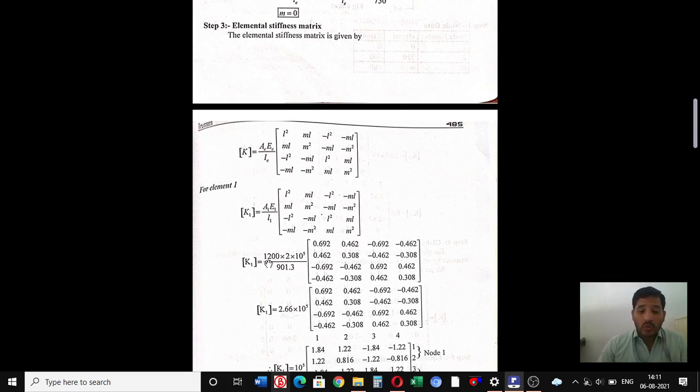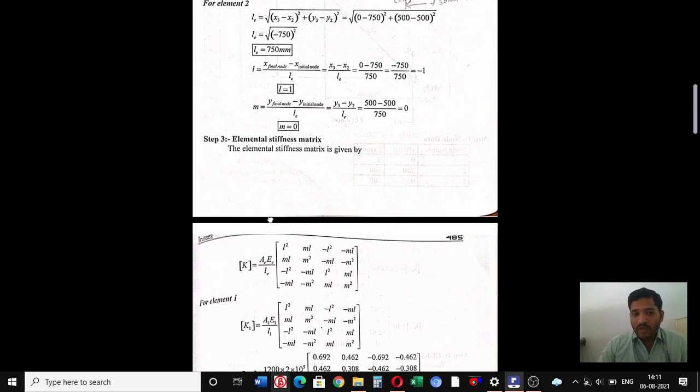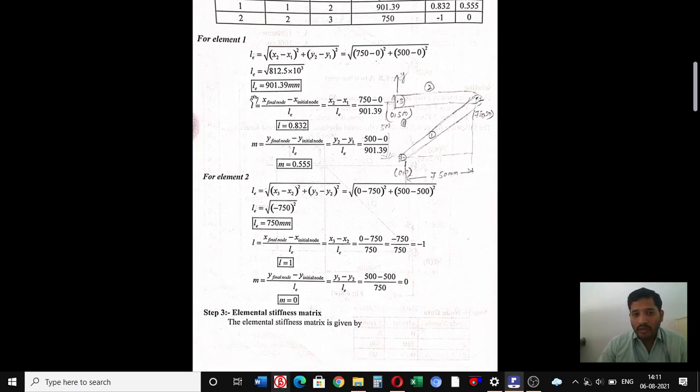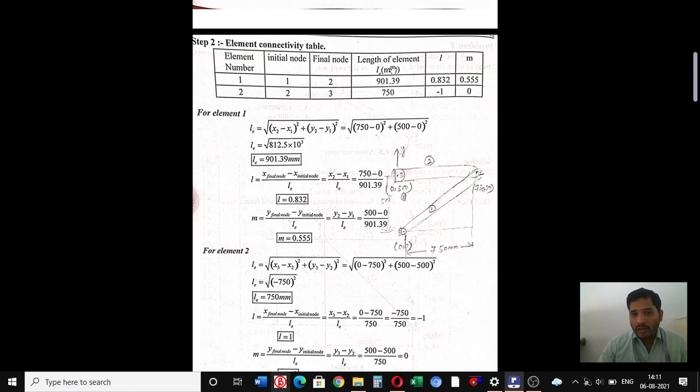The area is 1200, and the modulus of elasticity for the first element, as well as for the second element, remains the same. How much is given here? 2 into 10 power 5. The length of the first element, how much did we get here? We got 901.13. The length of the first element we got as 901.39. So we have to take this value.